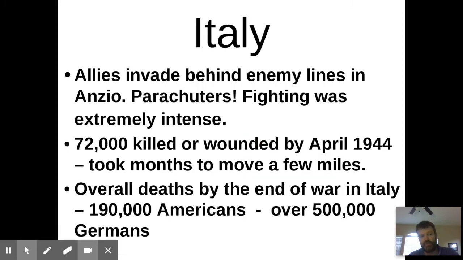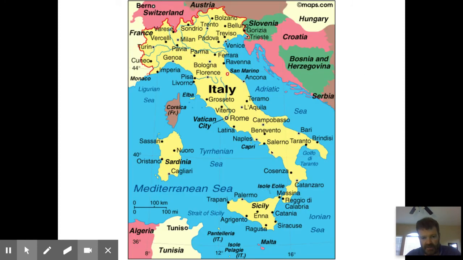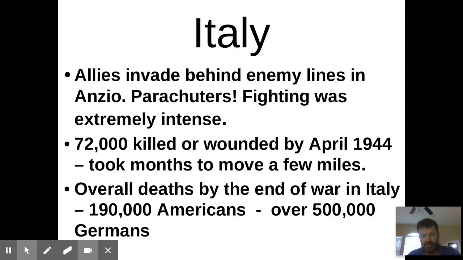So the rest of the war in Italy, the Allies invade behind enemy lines. Right down here is where Anzio is. And boy, that was a nasty place. And again, this is one of those things that gets lost in World War II history. American parachuters literally jump behind enemy lines, and the fighting was crazy intense.